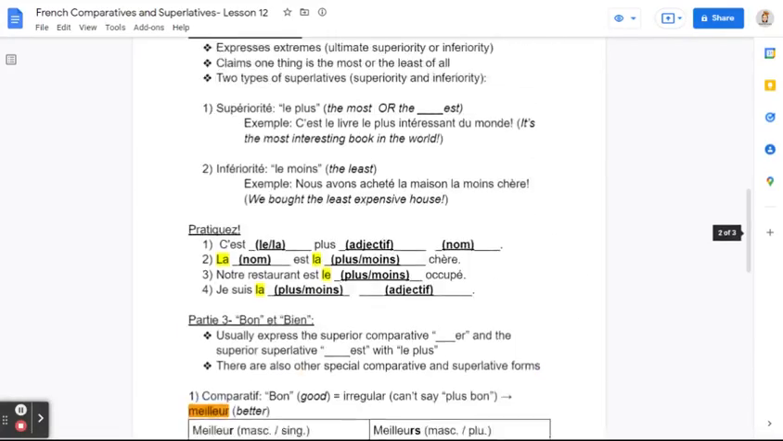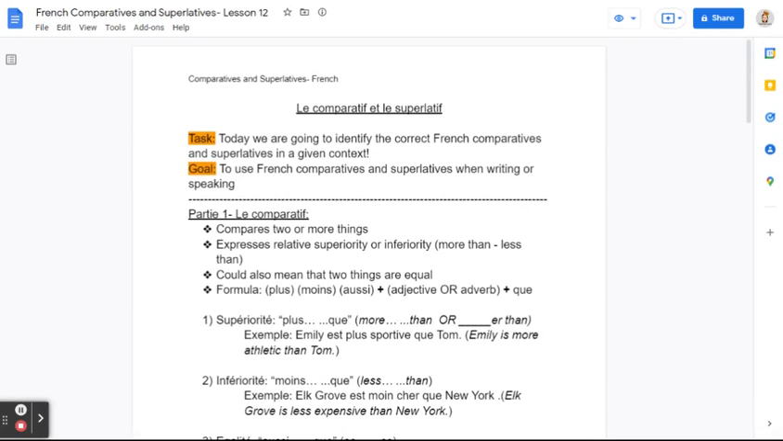Okay, so that is the lesson for today. Hopefully it wasn't too confusing. I know it takes some practice to understand comparatives and superlatives fully, but this was the lesson I provided.